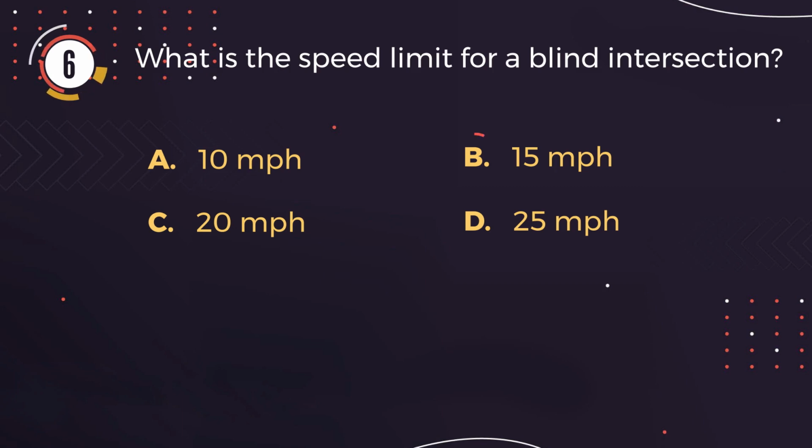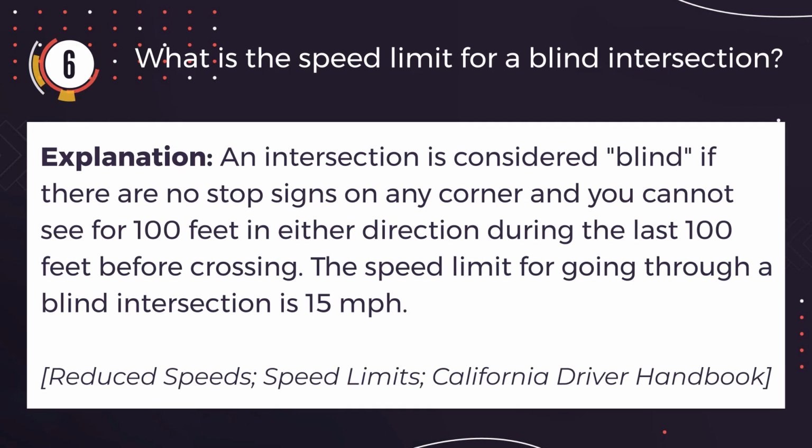The correct answer is B. 15 miles per hour. Explanation. An intersection is considered blind if there are no stop signs on any corner and you cannot see for 100 feet in either direction during the last 100 feet before crossing. The speed limit for going through a blind intersection is 15 miles per hour.